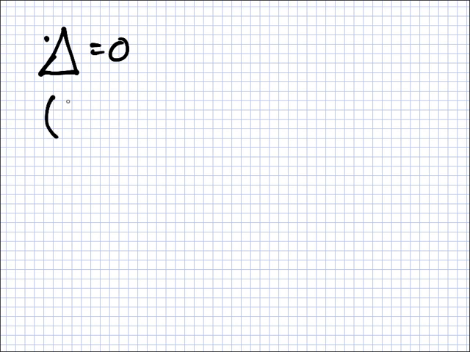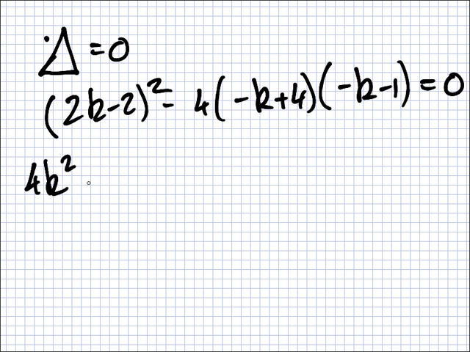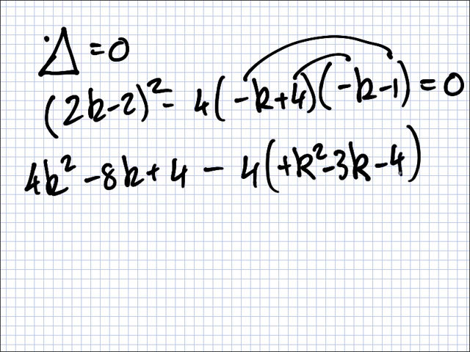So what's b squared? 2k minus 2, minus 4. What's the a? Negative k plus 4. And the c? Negative k minus 1. Yeah, and this should equal 0. So let's solve this. 4k squared minus 8k plus 4 minus 4, and let's multiply these two together. That's plus k squared. That's plus k minus 4k. That's minus 3k minus 4 equals 0.